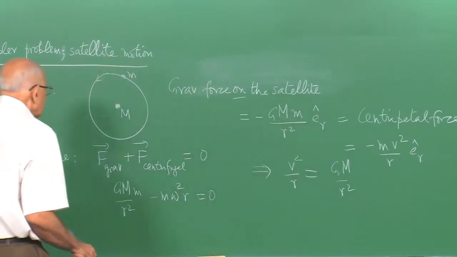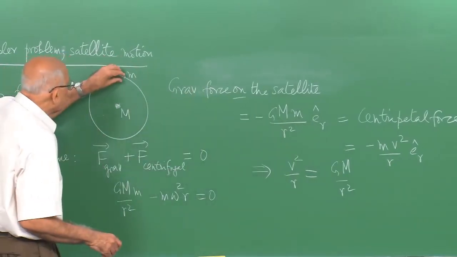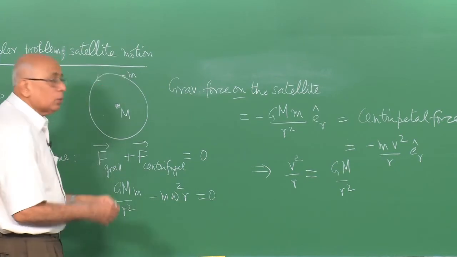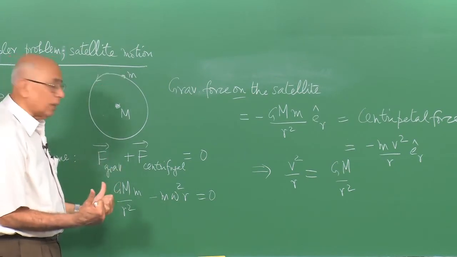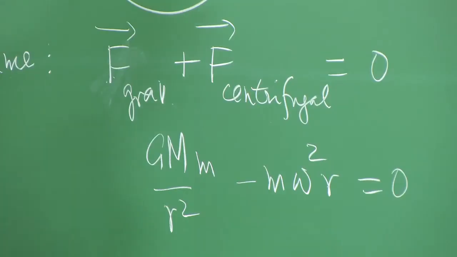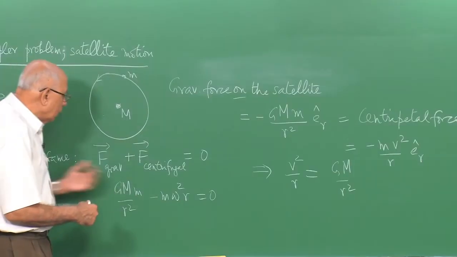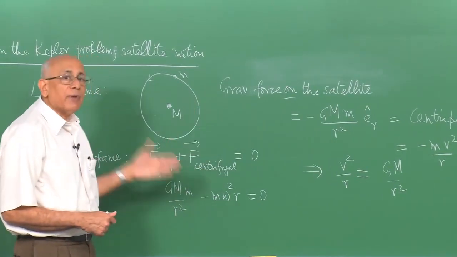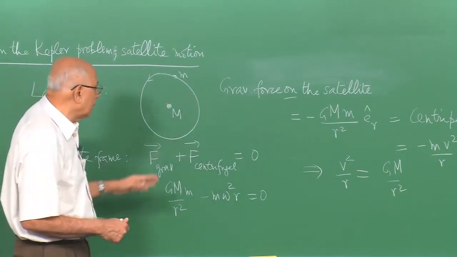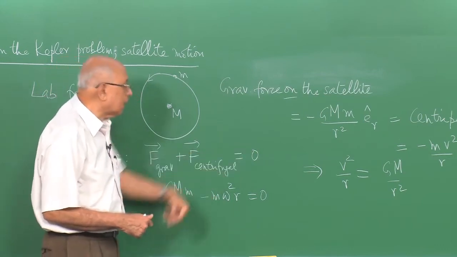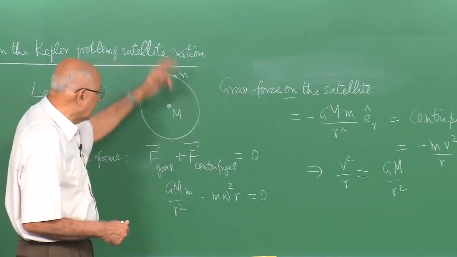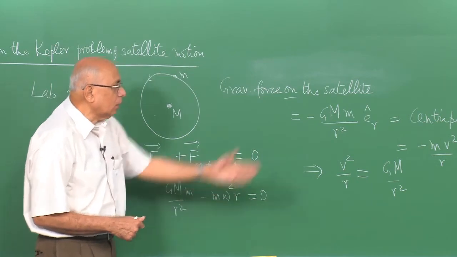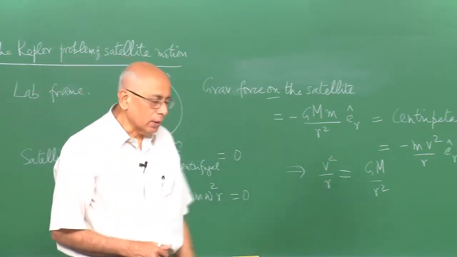Okay. So from the point of view of a person sitting in the satellite, there are two equal and opposite forces acting on him, not an action-reaction pair by any means. The inward force due to the Earth's gravitation, and the outward force due to the fact that this is a non-inertial frame and there's a centrifugal force which is tending to fling him out. And these two cancel each other, and you get exactly the same equation as before.